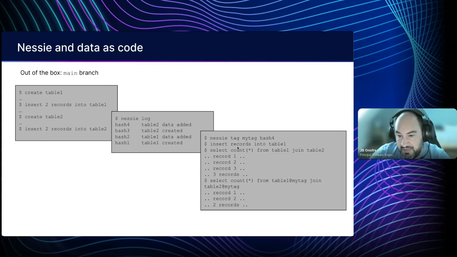And so you can see that if I insert a record into table 1, then if I select count from this table, I have 3 records. And if I do the same, but at the time of the tag, I only have 2 records, corresponding to the 2 first records I inserted at the beginning. So you can see that thanks to that, you can manipulate your data as code.